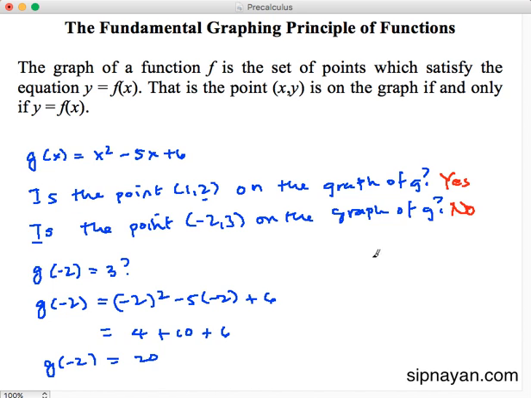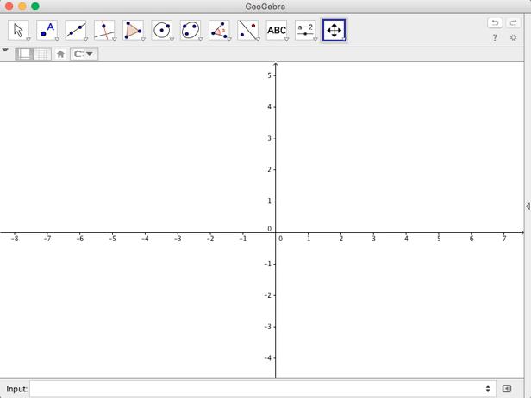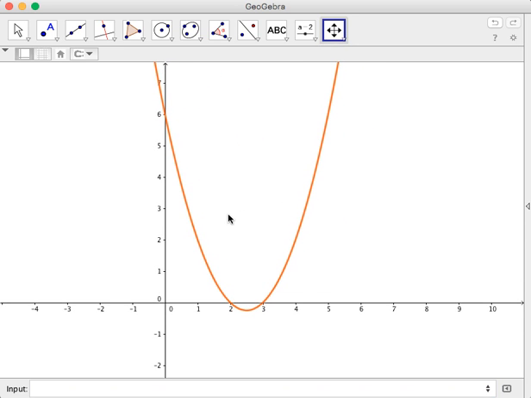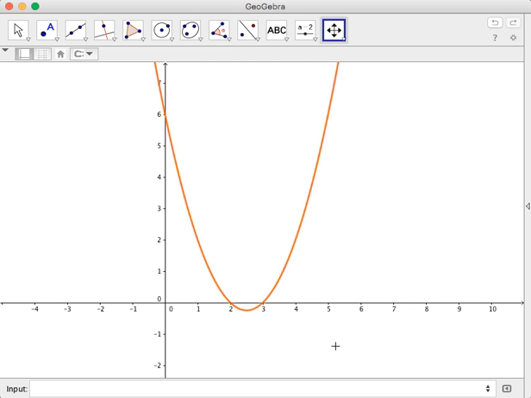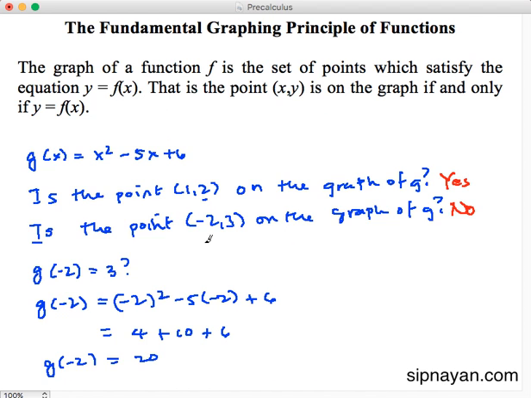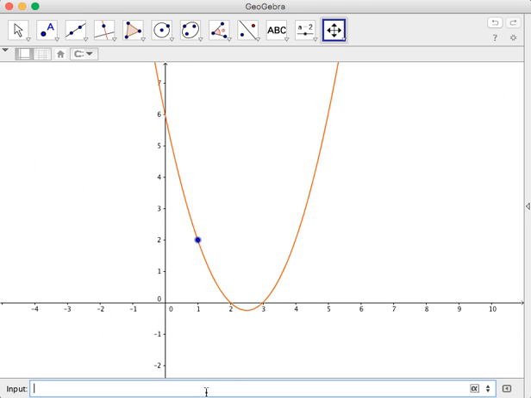Okay, so just a brief graphical interpretation or verification. We can graph this and see these points. So ang function natin is g of x equals x squared minus 5x plus 6. That's our function. And yung isang point natin is (1, 2), and we verified algebraically that this is on the graph. So we just type (1, 2). Saan kaya siya? Yes, it's on the graph. Tama. What about the other one? (-2, 3). We know that it's not on the graph. So (-2, 3). Okay, not on the graph.